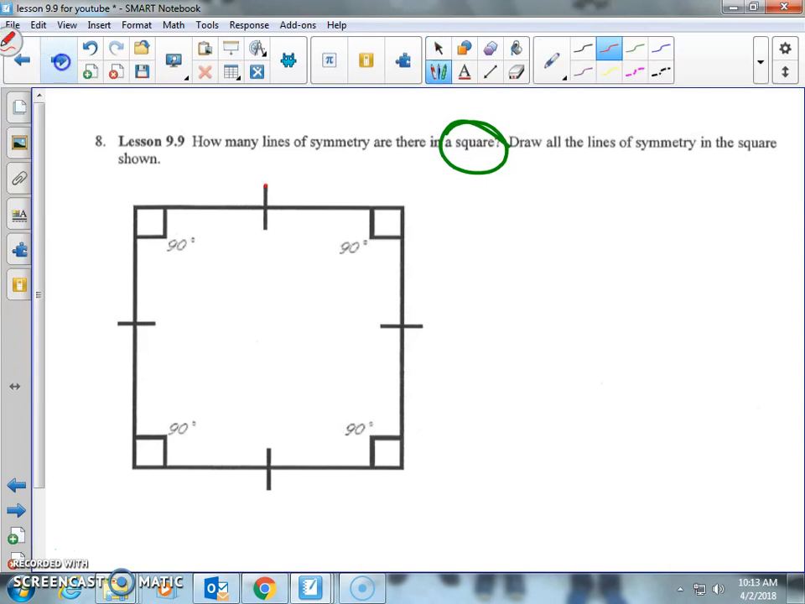Well, I know I can draw a line from here to here. That cuts it in half, and if I fold on that red line, it should match up. And if I go corner to corner.